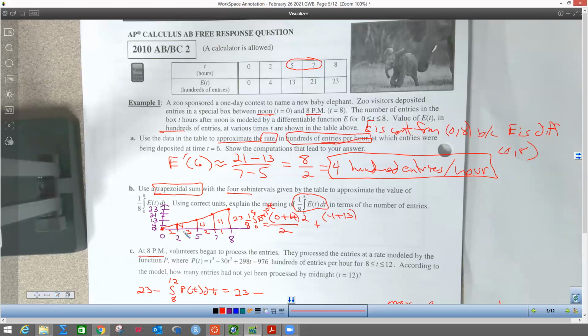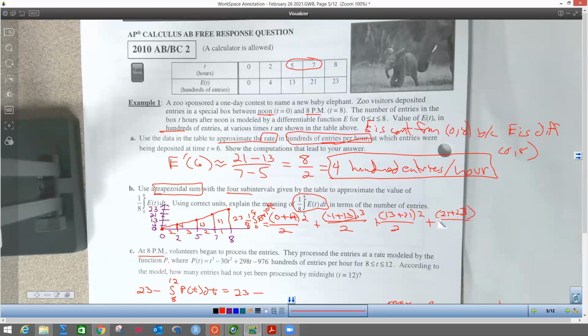Okay, the height between these two, 2 to 5, is 3, and we're going to divide that by 2. And then the next trapezoid has 13 and 21 as the bases, and the height between 5 and 7 is 2, and we're going to divide that by 2. And plus the last two bases are 21 and 23.